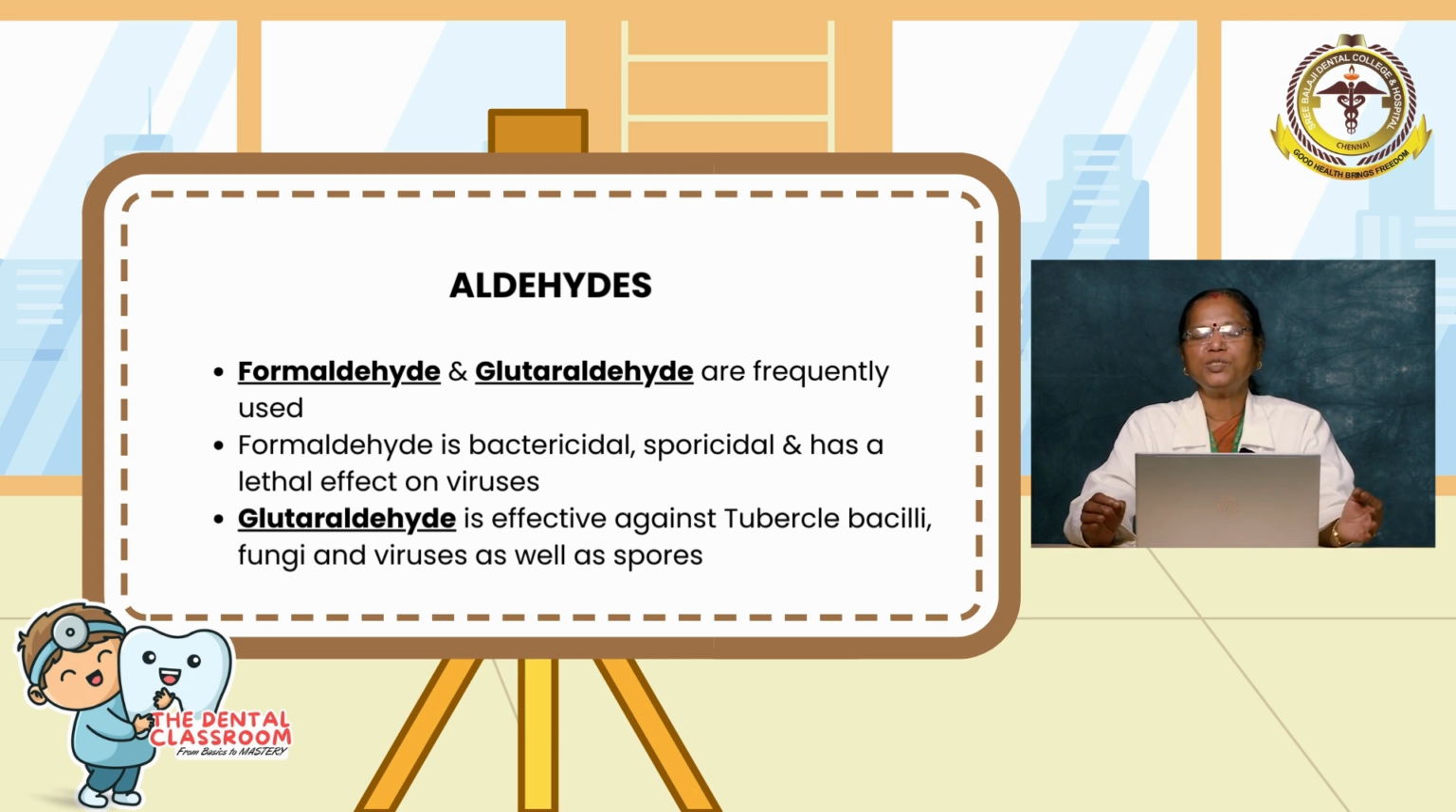When we talk about sterilization, we always say the autoclave is the gold standard. Similarly, among disinfectants, the gold standard, the best one, is formaldehyde. Even though it is toxic, it is an excellent disinfectant. That is why it is used in preserving anatomical specimens. It is completely sporicidal also. The next one is glutaraldehyde, which is very effective against tubercle bacilli, fungi and viruses as well as spores.